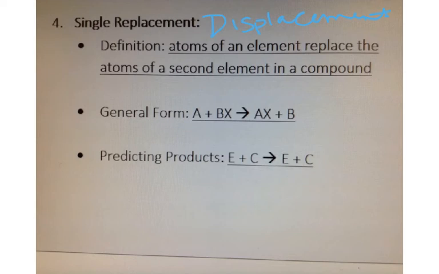And what happens with a single replacement is that an element by itself kicks out an element that's involved in a compound, which therefore makes that element that had been a part of the compound, now it will become an element by itself. So if I look at this general form down here, what I'll notice is that A kicks out B, okay, and B is now by itself, whereas A replaces where B was. When we expect you to predict products, you'll be looking for an element plus another compound. In that case, you will be producing an element plus another compound, okay?